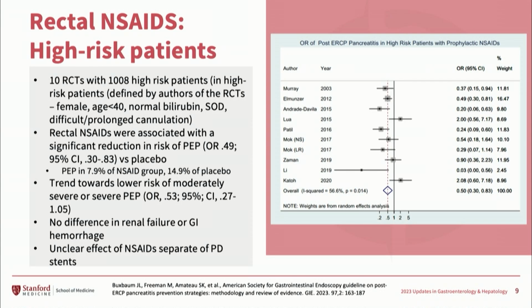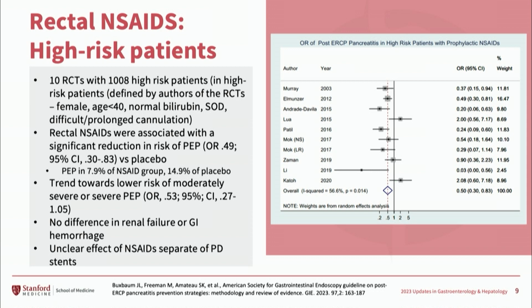Among high-risk patients, the way high-risk was defined was basically up to the individual RCTs. Common inclusion criteria for high-risk patients include female sex, age lower than 40, normal bilirubin, and suspicion of SOD. In the more recent studies, most of the criteria center around difficult or prolonged cannulation, for example, precut sphincterotomy or cannulation attempts greater than 5 or greater than 10 minutes.